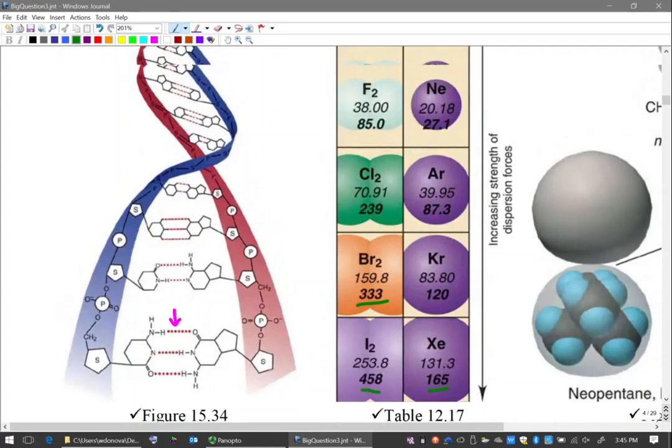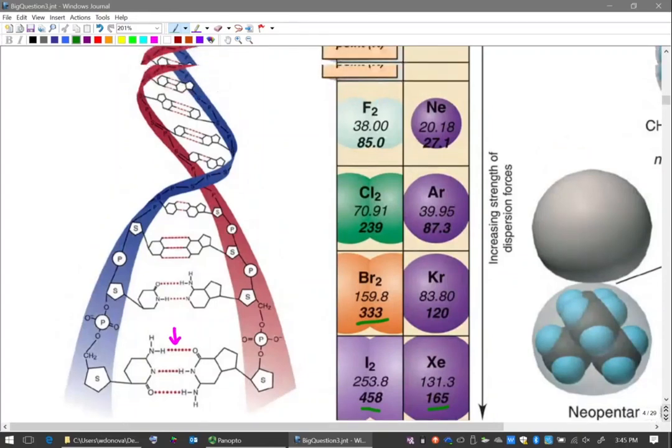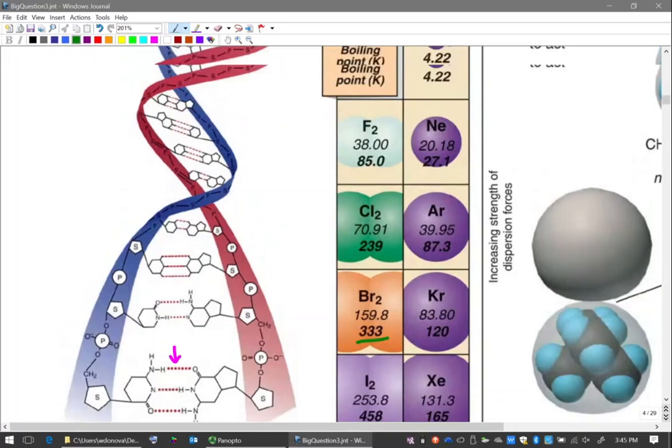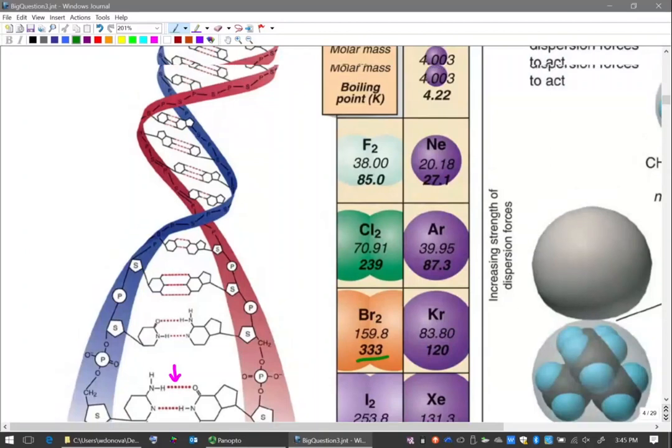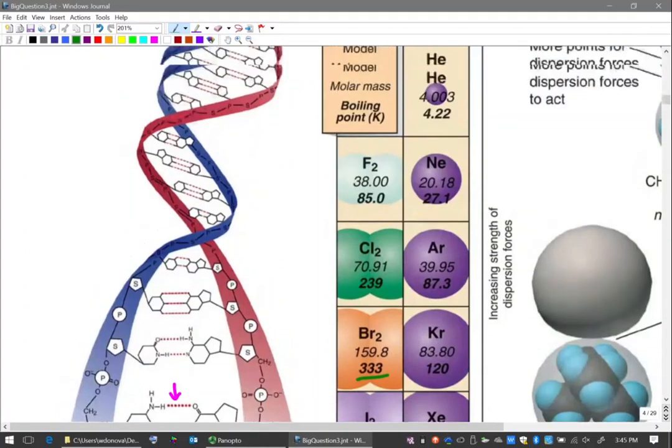Go up to helium. Eventually we'll get there. Helium's boiling point is just a notch over 4 Kelvin. That's cold. And why is it so cold? It's an atomic substance with 2 electrons. How are you going to polarize helium atoms? Basically, the only way to do that is to have both electrons on one side of the nucleus. Is that possible? Yes. Does it happen a lot? No.